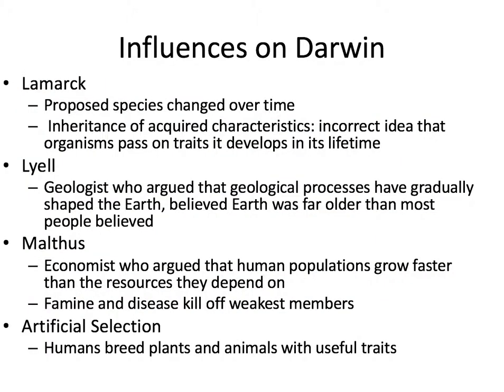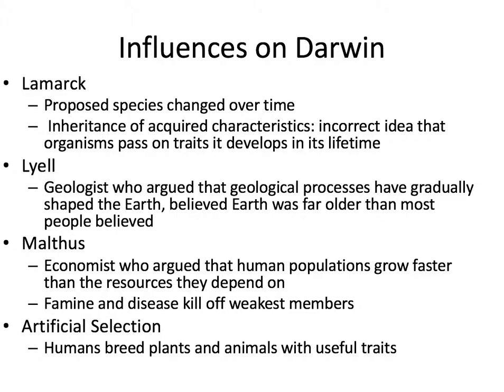So there were influences on Darwin. He didn't just come up with his theory of evolution right away. There were important people that influenced his thinking. And the first one is Lamarck. And Lamarck actually proposed that species changed over time, unlike the predominant idea, which is that species were all made at once and they just stay the same. But Lamarck had a different idea for how that happened. Lamarck believed in something known as the inheritance of acquired characteristics.